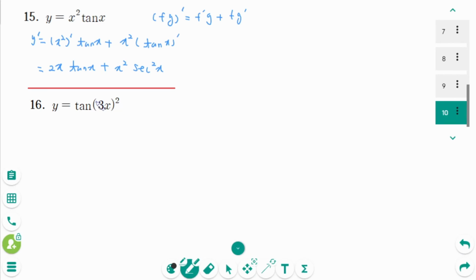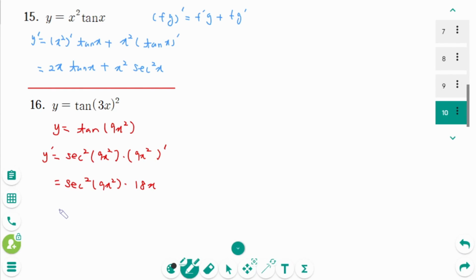Number 16, we can rewrite as y equals tangent 9x squared. Just think of it, y equals tangent u, then y prime equals secant squared u times u prime. Inner function is 9x squared, equals secant squared 9x squared times 9x squared prime, which is 18x. The final answer is 18x times secant squared 9x squared.